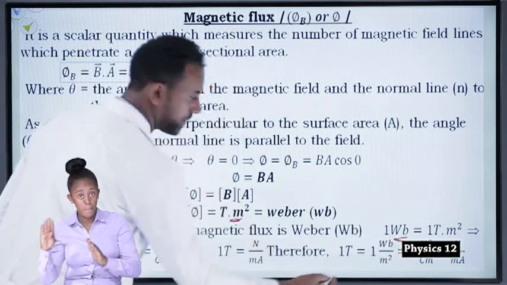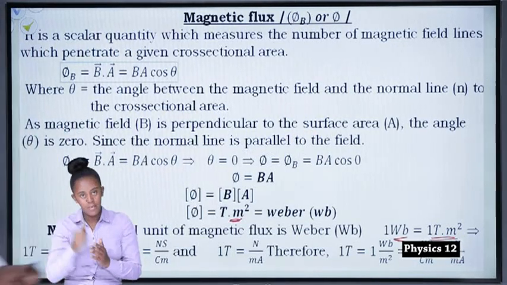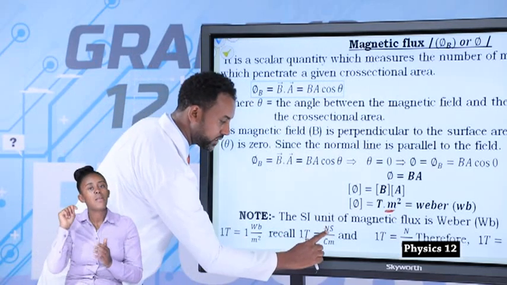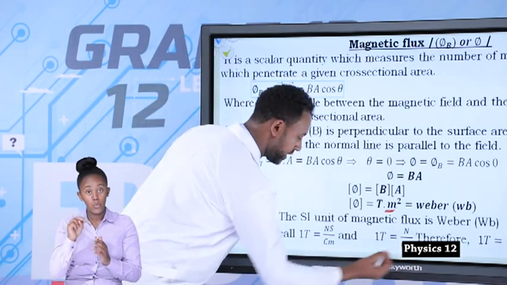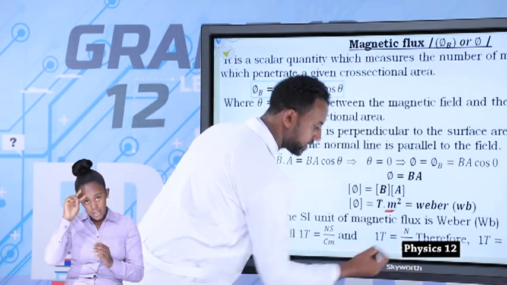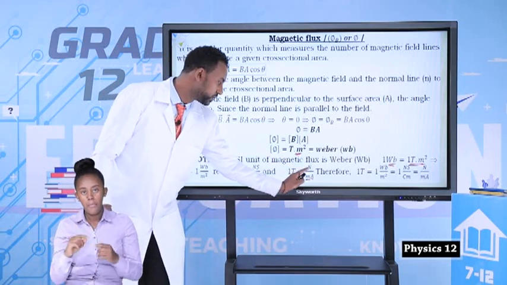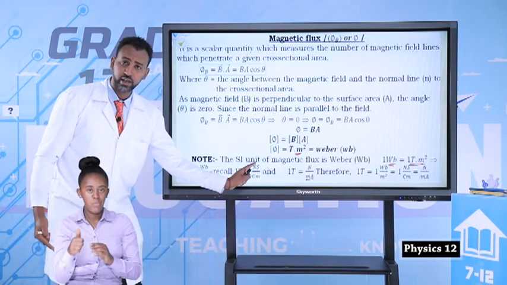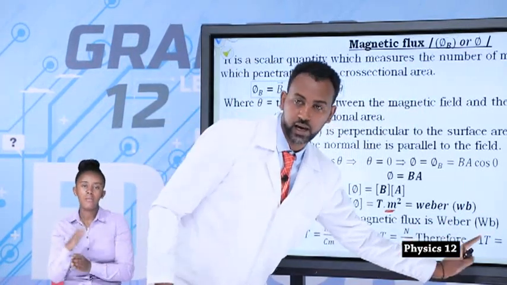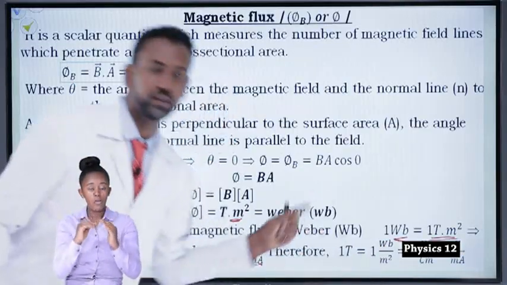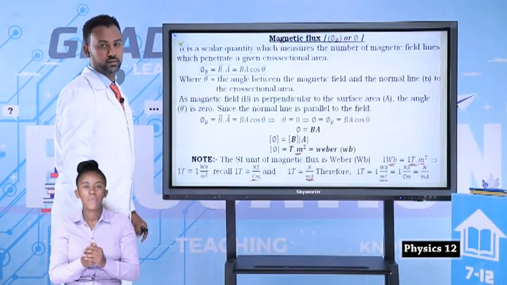1 Weber is equivalent to 1 Tesla meter squared. Previously, we defined 1 Tesla as 1 Newton second over Coulomb meter. Newton over Coulomb per second can be rearranged to give ampere, so Tesla can be equivalently represented as Newton over meter ampere, or Newton second over Coulomb meter. It's also possible to find that 1 Tesla equals Weber per meter squared. So all these expressions give us Tesla.